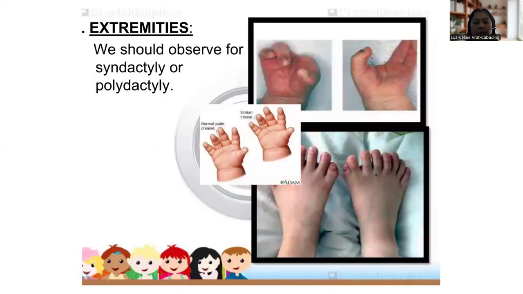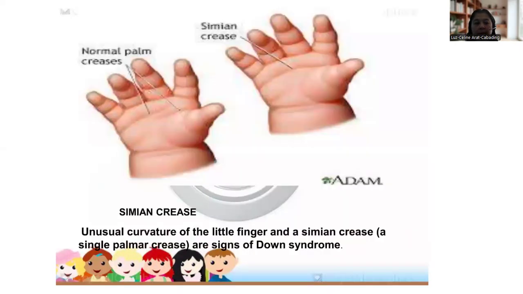And we look at the extremities. We look at the fingers and the toes and count. Okay. Syndactyly means it's fused. Polydactyly, there is excess or extra. Normal count is 5. We look at the crease of the palm. Okay, if there is unusual curvature of the little finger and a simian crease, which is a single palmar crease, these are signs of Down syndrome.